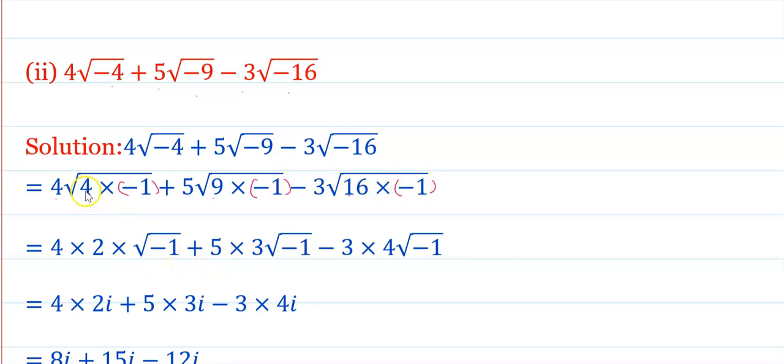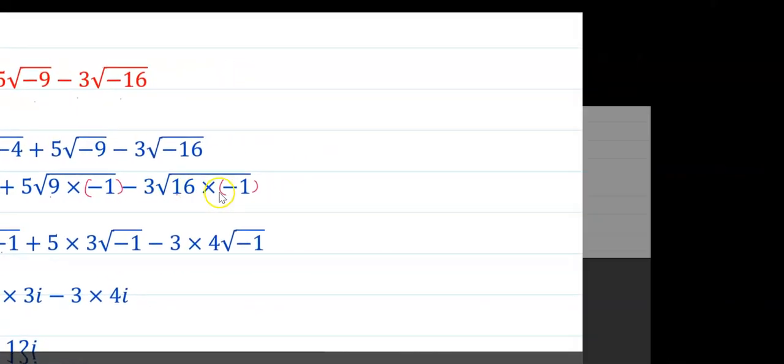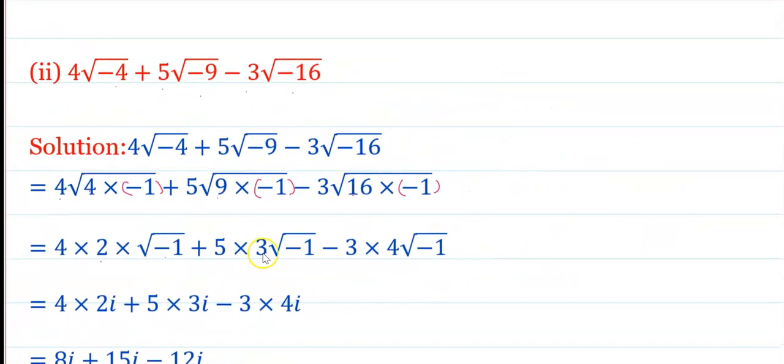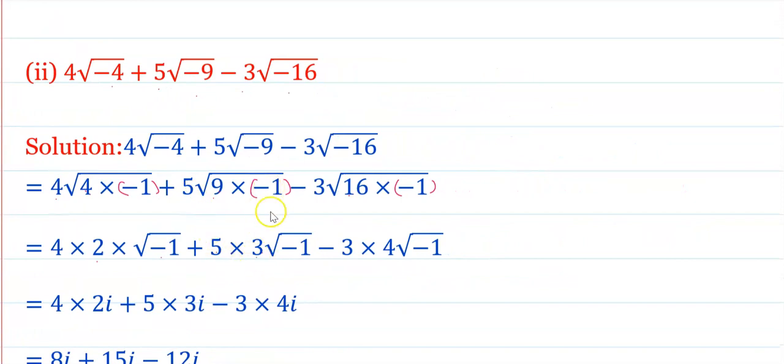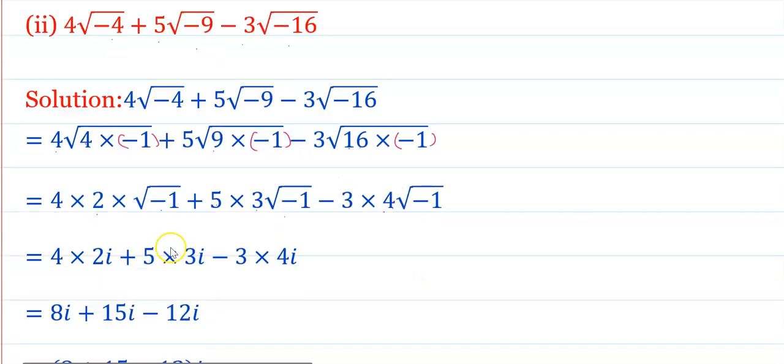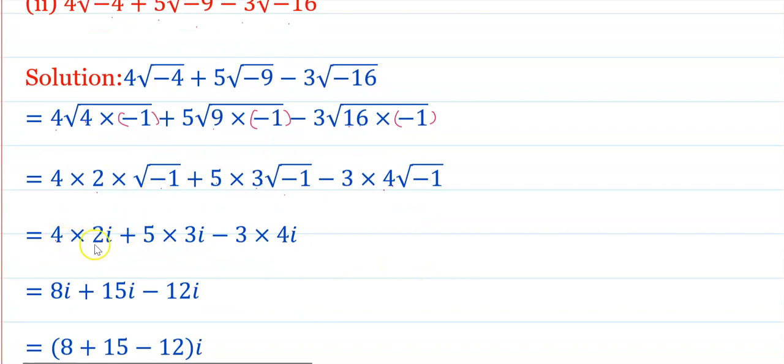Okay, now the square root of 4 is 2, root of -1 as it is, square root of 9 is 3, again 5 into 3, square root of 16 is 4, minus 3 into 4 into root of -1. Again root of -1 is i, and therefore 4 into 2 into i, next 5 into 3 into i, next minus 3 into 4 into i.